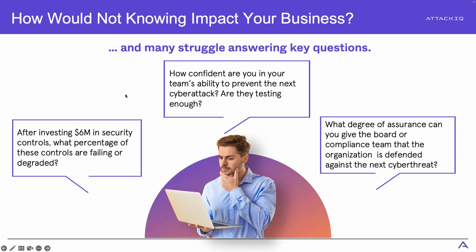These are questions that you may be struggling with right now. I will start with that one in top center. How confident are you in your team's ability to prevent the next cyber attack? Are you testing enough? Are you testing to be able to say, yes, we can stop this flavor of ransomware, or we can stop a campaign from this attacker, and here is where in the attack lifecycle or the kill chain, however you're terming it, this is where we'd be able to stop them visually.